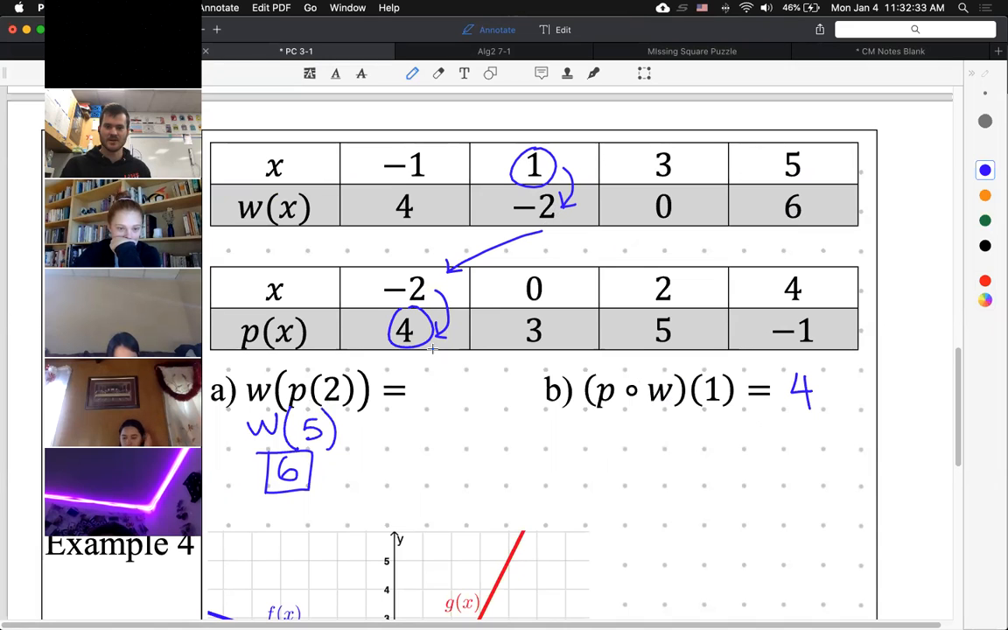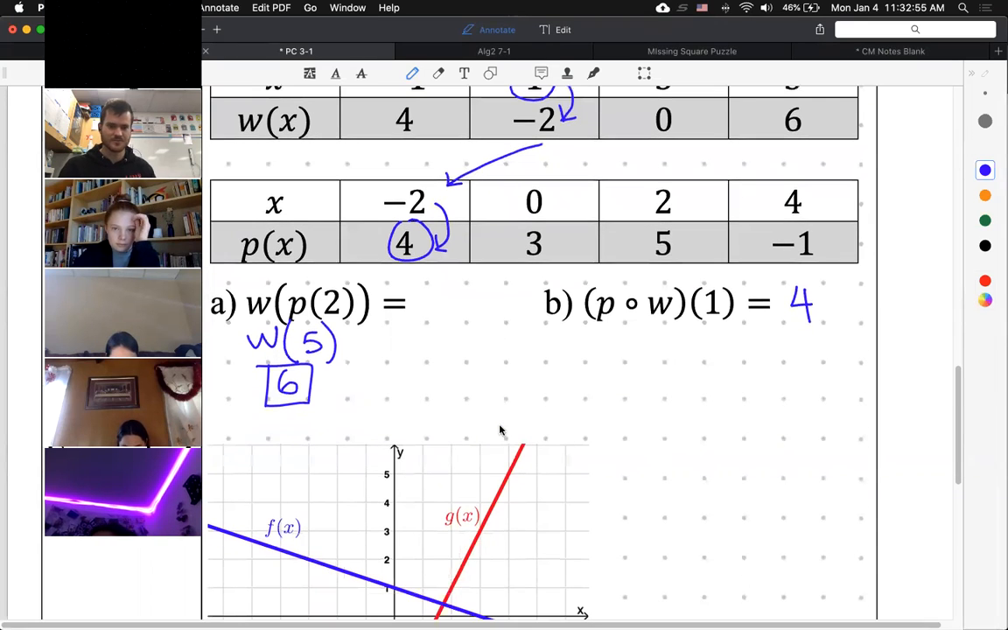Let's do a poll on tables. Composition of functions with tables. 5, 5, 4, 4, 5. No one said anything in the chat. Okay, but those are high numbers.